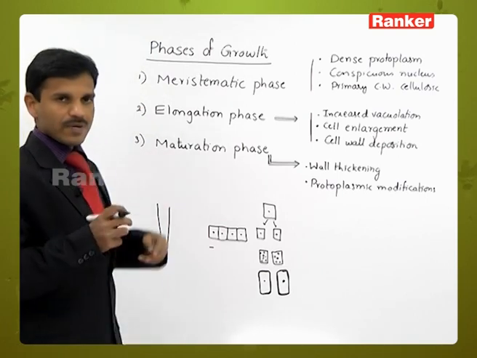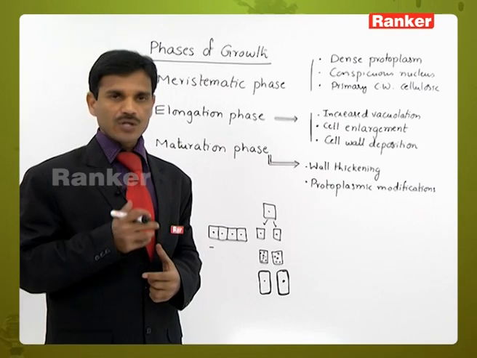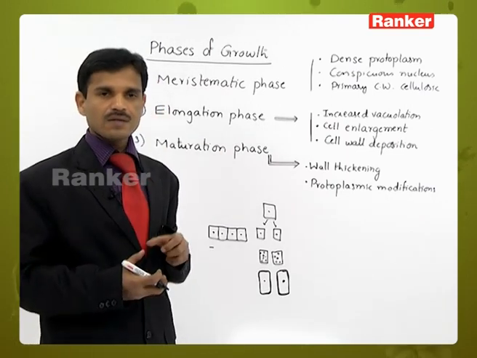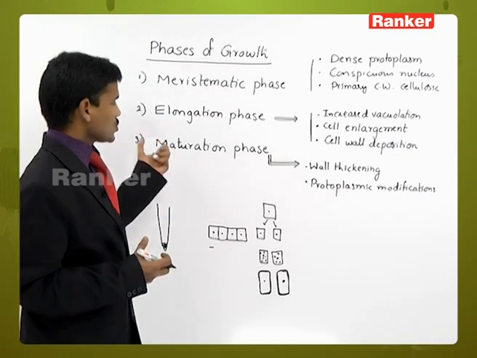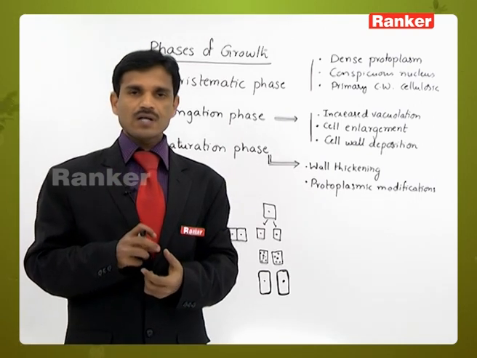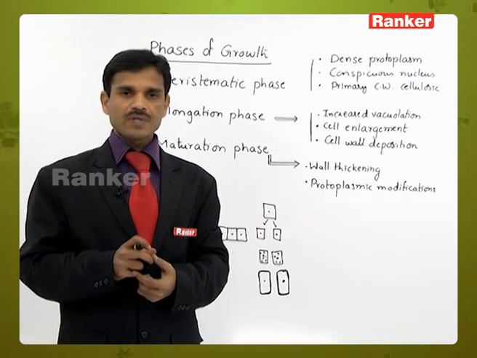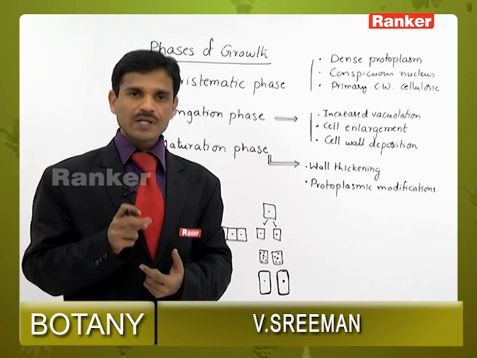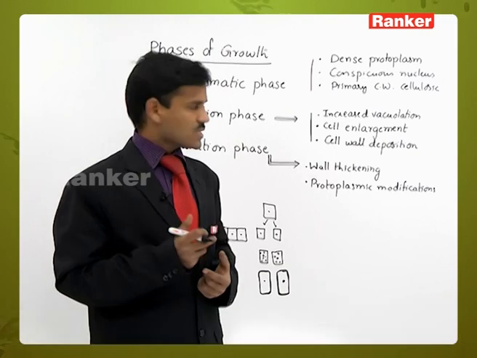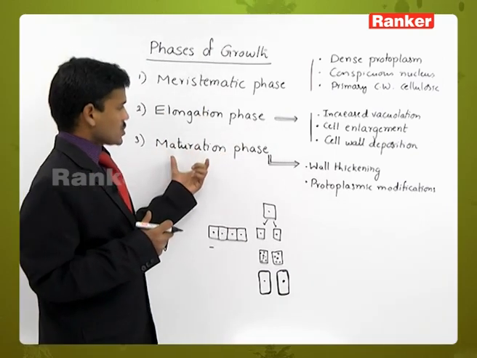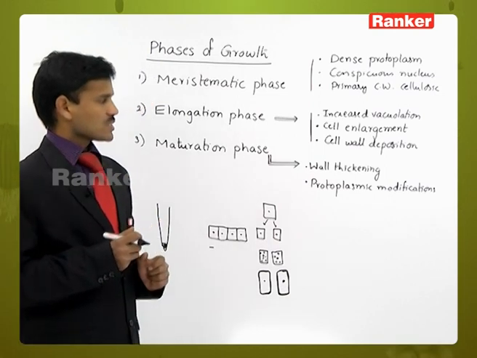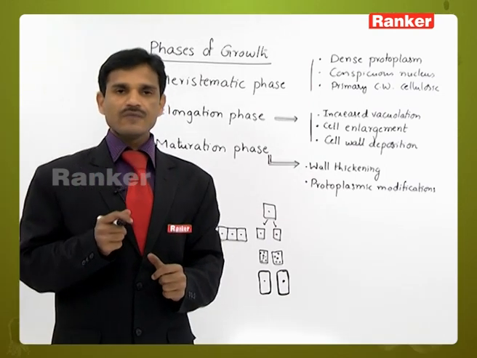So these are the three steps of growth. In the meristematic phase, the cells divide continuously. In the elongation phase, the cell enlarges in size. At the end of the maturation phase, the cells are completely differentiated and participate in one function. They never undergo further changes. In the maturation phase, the wall is thickened and the protoplasm undergoes modifications. So that is about the phases of growth.